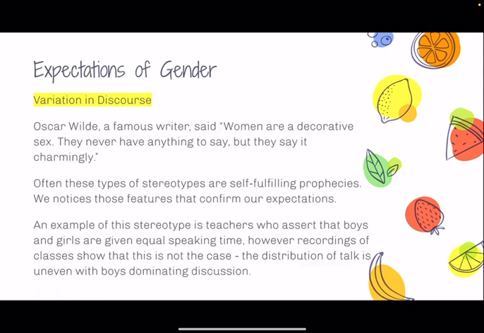Oscar Wilde, a famous writer, said that women are a decorative sex. They never have anything to say, but they say it charmingly. Often these types of stereotypes are self-fulfilling prophecies. We notice these features that confirm our expectations. An example of this stereotype is teachers who assert that boys and girls are given equal speaking time. However, recordings of classes show that this is not the case. The distribution of talk is uneven, with boys dominating the discussion.